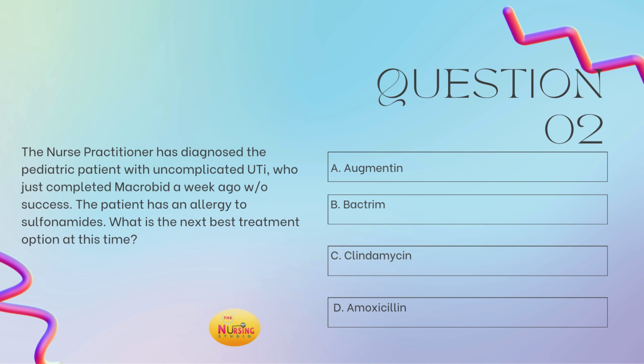If you're looking at it in an algorithm form for our pediatric patients with uncomplicated UTIs, we start with either Macrobid or Bactrim. In the event that the treatment fails and you can't utilize any of the first line, our second line is Augmentin. Okay.